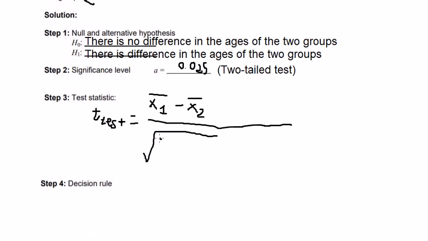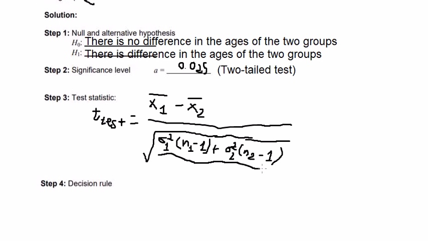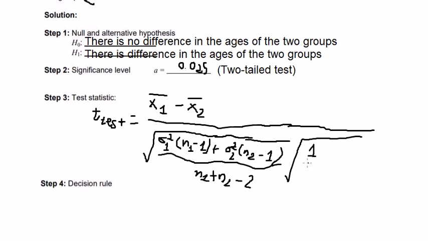sigma number 1 squared and n1 minus 1, and we have sigma number 2 to the power of 2 and n2 minus 1, over n1 plus n2 minus 2, multiplied with the square root of 1 over n1 plus 1 over n2.